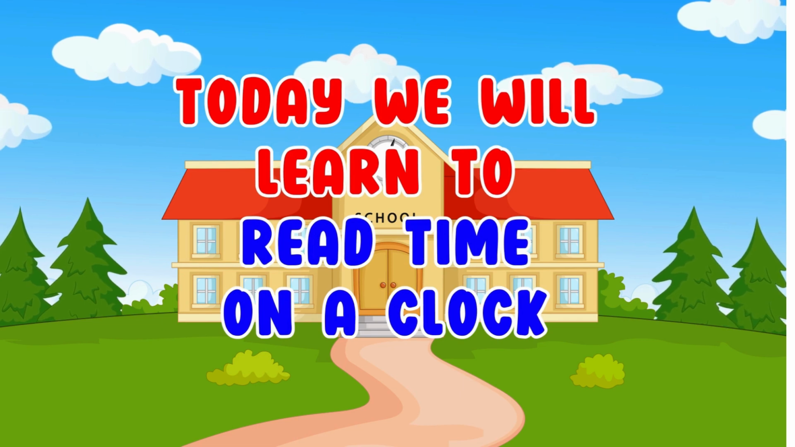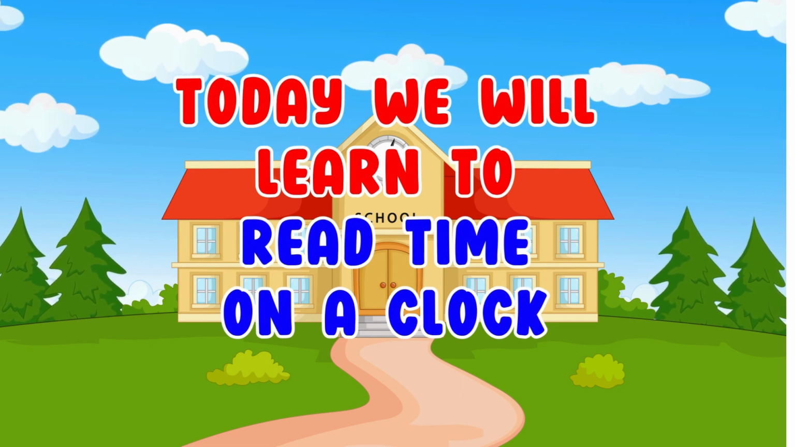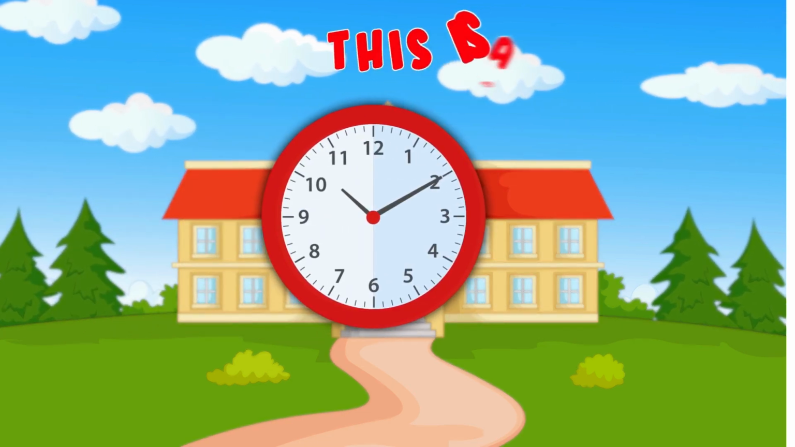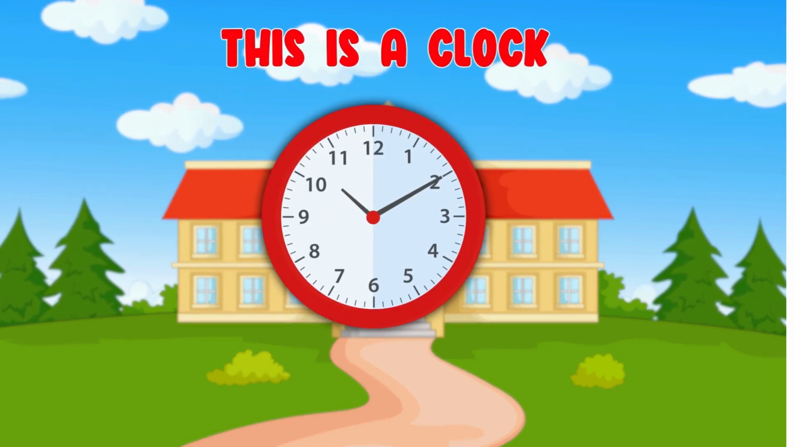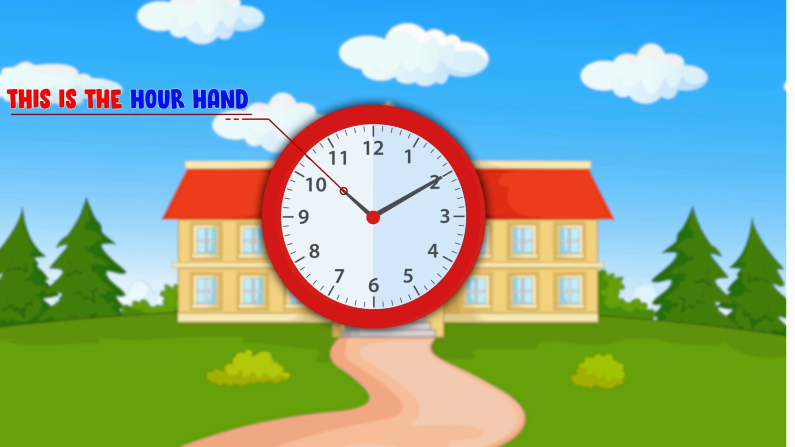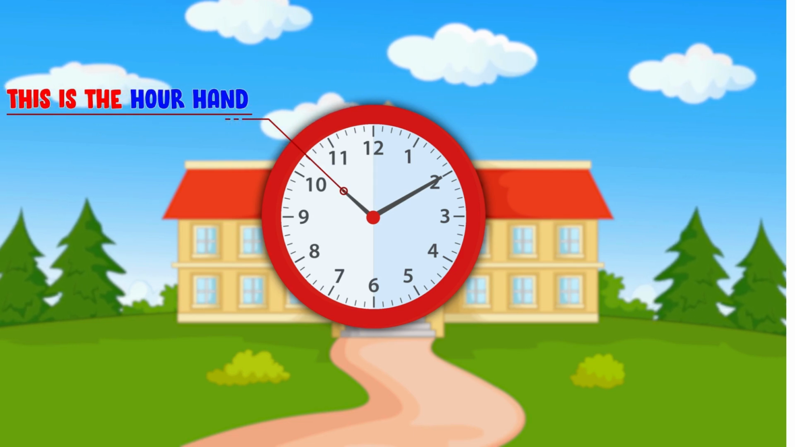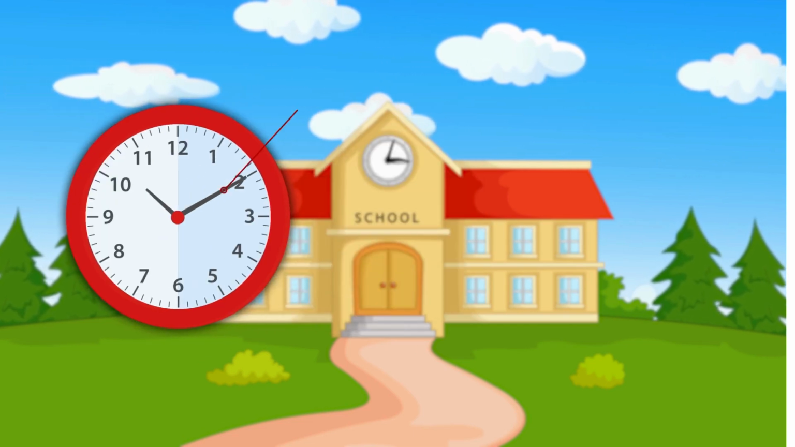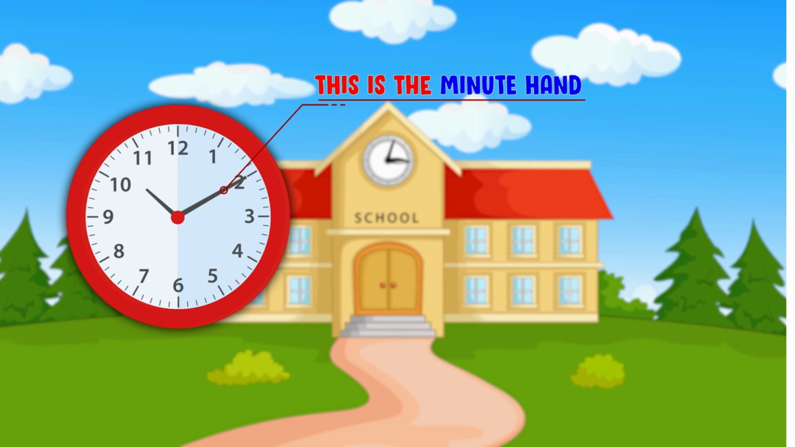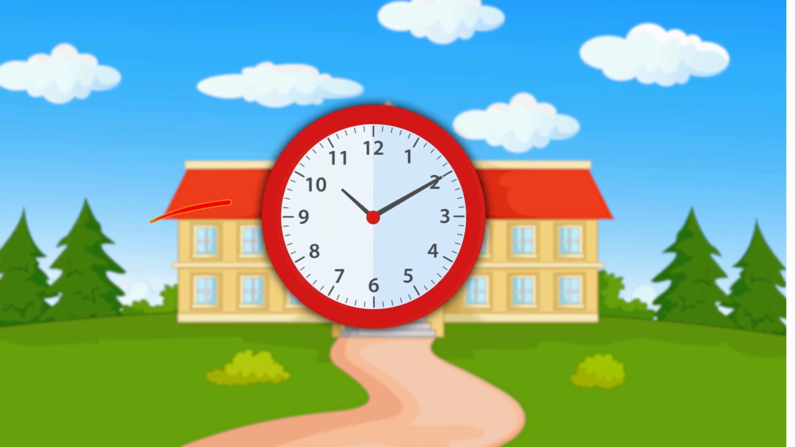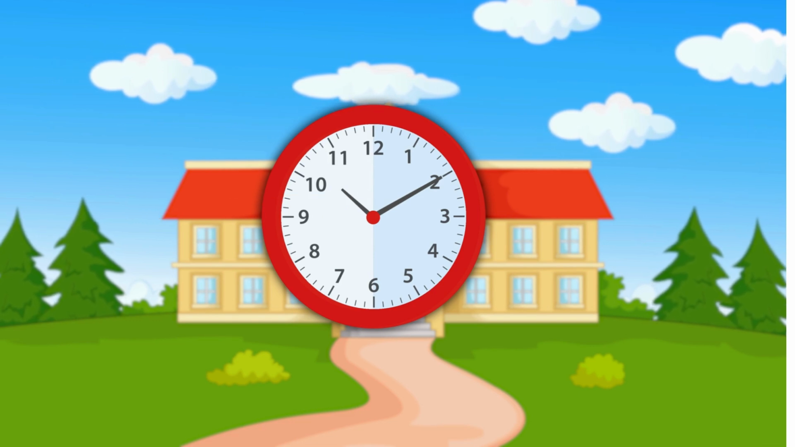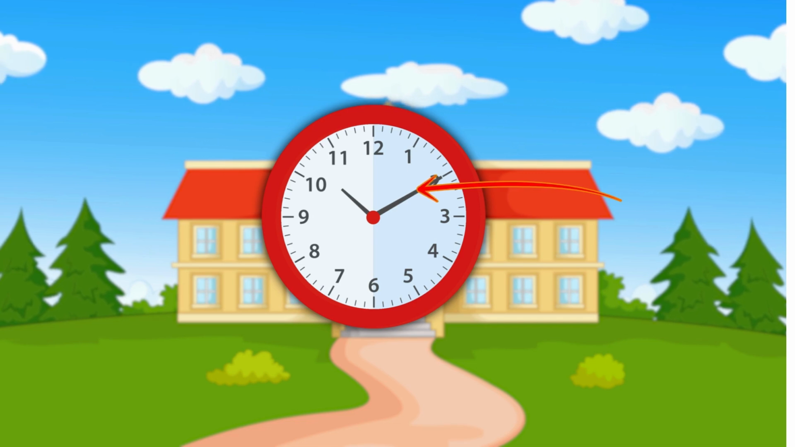Today we will learn to read time on a clock. This is a clock. This small hand is the hour hand. This big hand is the minute hand. We have to see the small hand first, then the big hand to tell time.